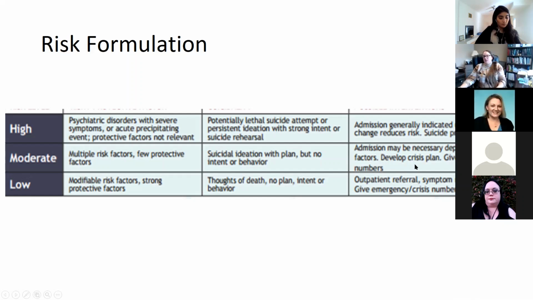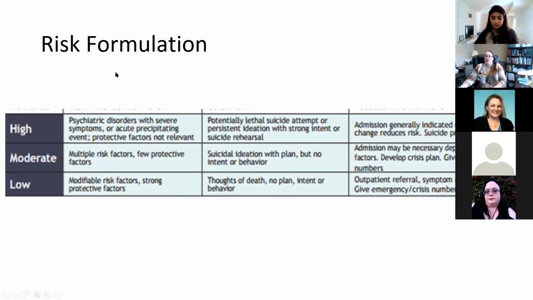And this one is like, that's the hardest group, right? These are individuals where admission to a psychiatric facility may be necessary, depending on what those risk factors are. These are people you want to develop a safety plan with. These are people that giving crisis numbers is important.